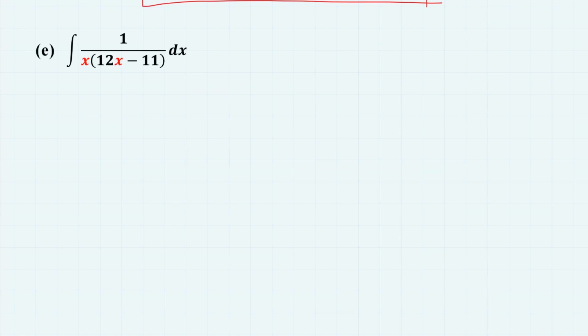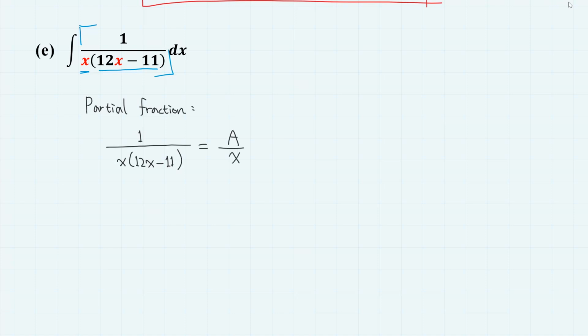Next, we have the integral of 1 divided by x times (12x minus 11). And the thing is, you may have already seen how to deal with this expression quite a lot. Since there are two linear functions, x and 12x minus 11, in the denominator, we use the partial fraction a over x plus b over 12x minus 11.